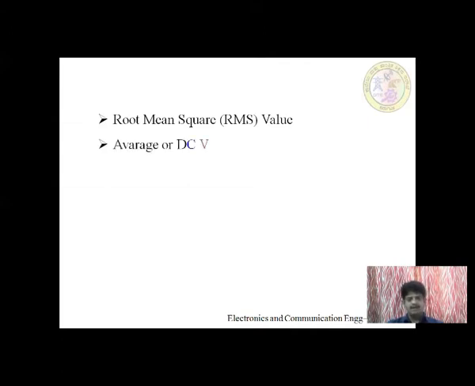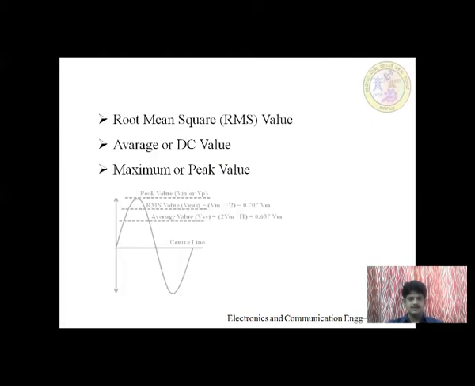Next, the average value or DC value. The average value or DC value of an AC signal is the amount of charge transfer equivalent to the DC power. Next one is the maximum or peak value. It is the highest value in the AC signal. So this is one full wave. This is taken as one peak value, the maximum value, because DC has a fixed value, whereas in AC we can see that it keeps changing its value.